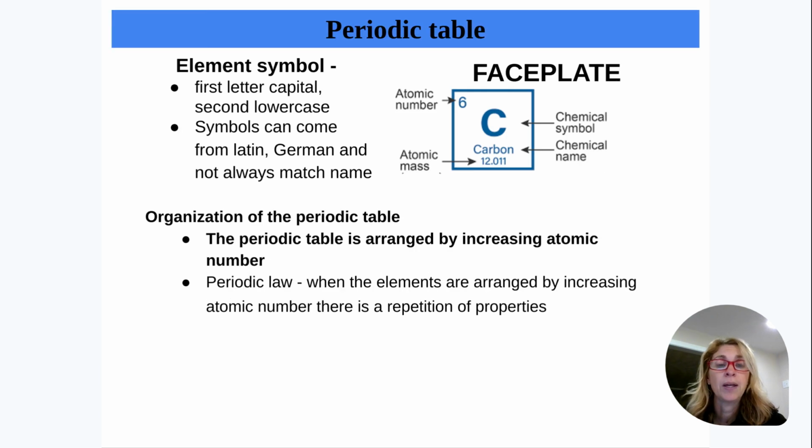Again, you've had some familiarity with looking at the face place to determine protons, neutrons, and electrons. Just remember that when we look at element symbols, the first letter is always capitalized and the second letter is lowercase. Element symbols are based off of 1 or 2 letter symbols. Some of the symbols don't seem to match the element name. That's because some of the elements were discovered back when they were speaking Latin or German or Greek, and so those names are from that base language.